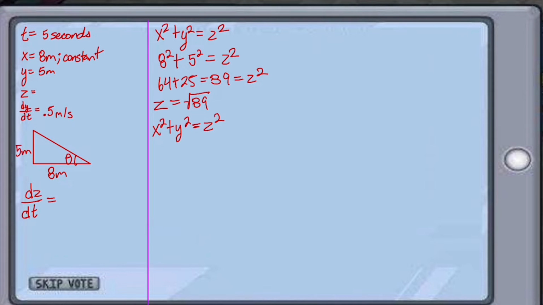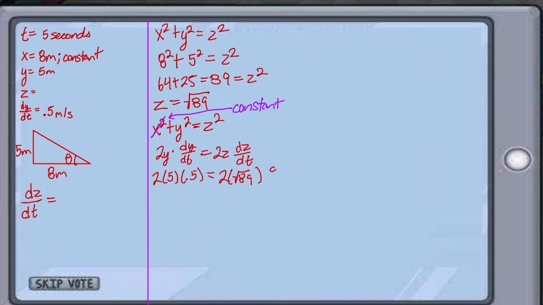Now to find z, we have to take the square root of both sides, and so we get z equals the square root of 89. Now we have to take the derivative in terms of time, and so we get 2x dx over dt plus 2y dy over dt equals 2z dz over dt. And since dx over dt is 0, because it's constant, we get 2y dy over dt equals 2z dz over dt. And so then we plug in our values, so we get 2 times 5 times 0.5 equals 2 times the square root of 89 dz over dt.